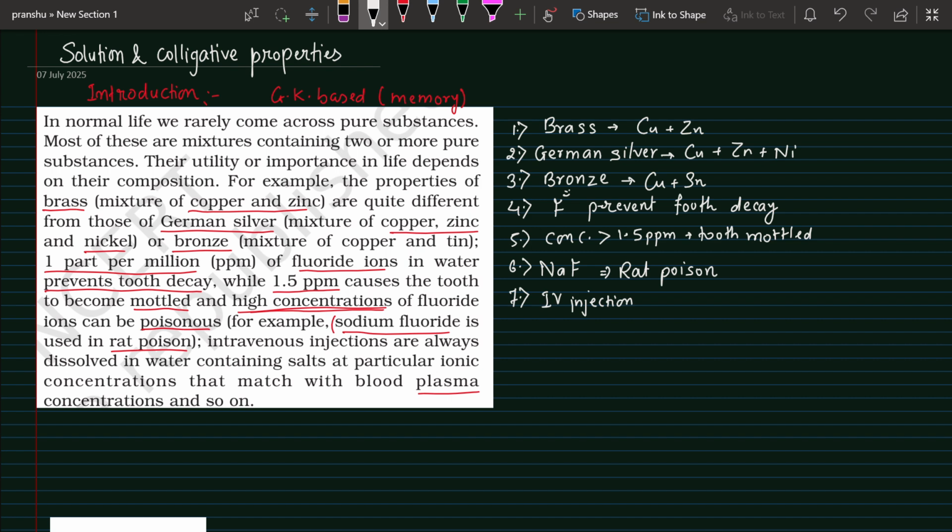Fluoride ion is present in toothpaste that prevents tooth decay. But if the concentration of fluoride ion is greater than 1.5 ppm, then the tooth is mottled. Similarly, NaF is rat poison, and intravenous injection has a concentration equal to blood plasma.